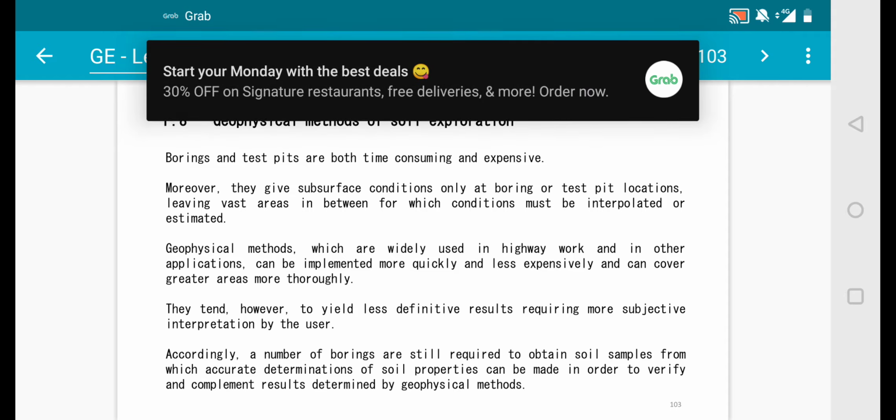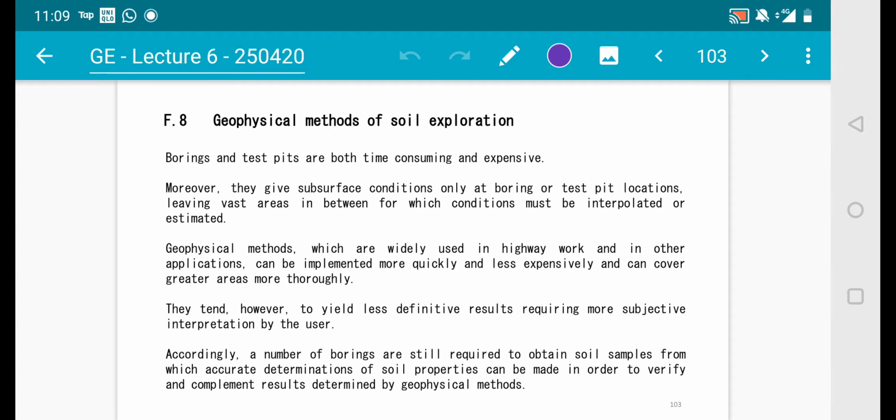Okay, now we're going to move on to a much more sophisticated soil exploration method, which uses two main sources. The first one is from waves, and the second one is from electric current. So these two sources can also determine what type of soil you have at site. Okay, this is the more sophisticated one. So we're going to look at the geophysical method of soil exploration.